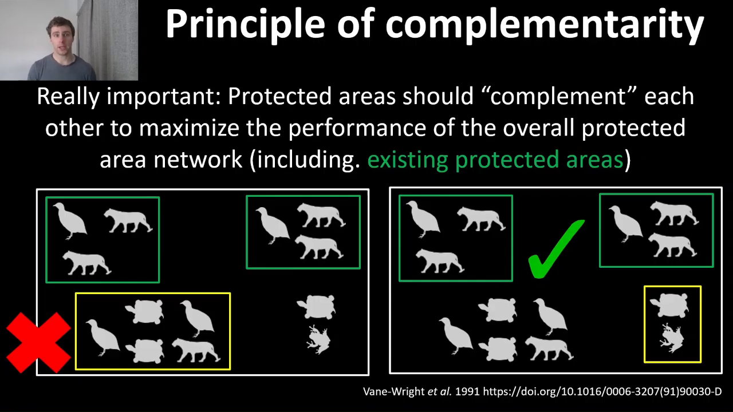And so based on that information, we'd want to select the area that has the frog and the turtle, because it's going to increase the comprehensiveness of our protected area system, because it's going to get new species that we currently don't have.